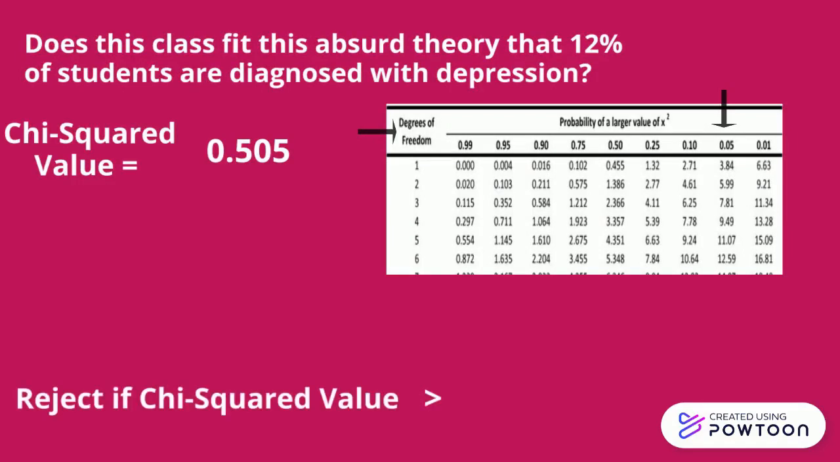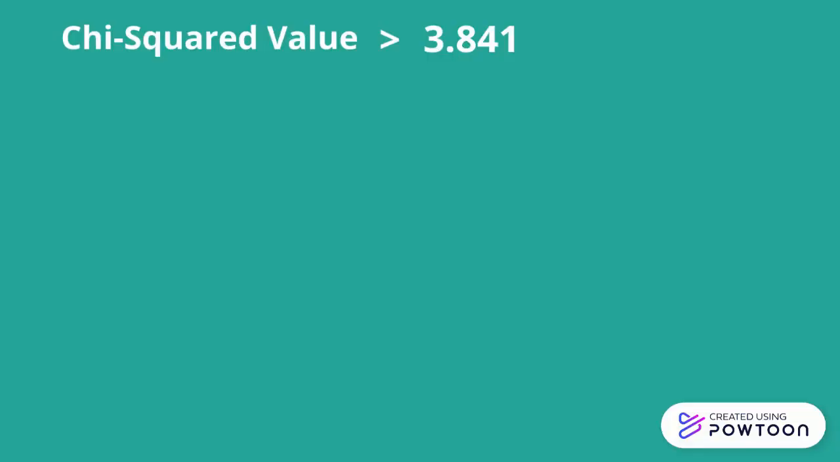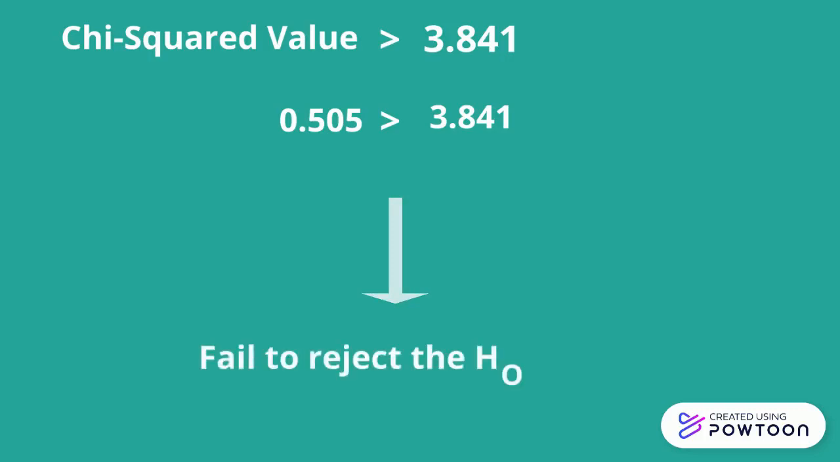To conclude the findings, let's look at our decision rule located below. As you can see, the chi-squared value is not greater than 3.841. Therefore, we will have to fail to reject the null hypothesis.